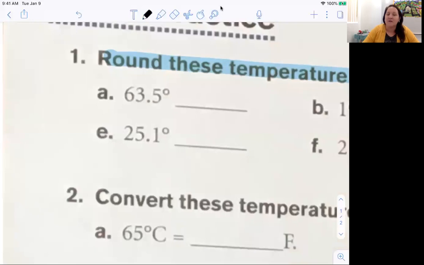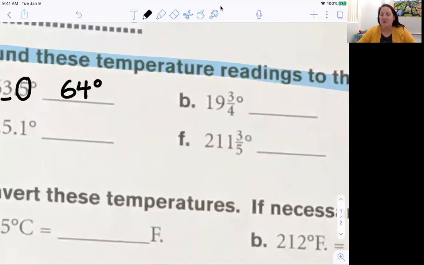If I have 63.5 degrees, and I am rounding to the nearest whole degree, which means my 3 is the number that I'm rounding, and the 5 is the boss, telling me either to round up or to stay the same. What does that 5 do? It tells us to round up. So 63.5 degrees becomes 64 degrees. Awesome. Let's move on to letter B.